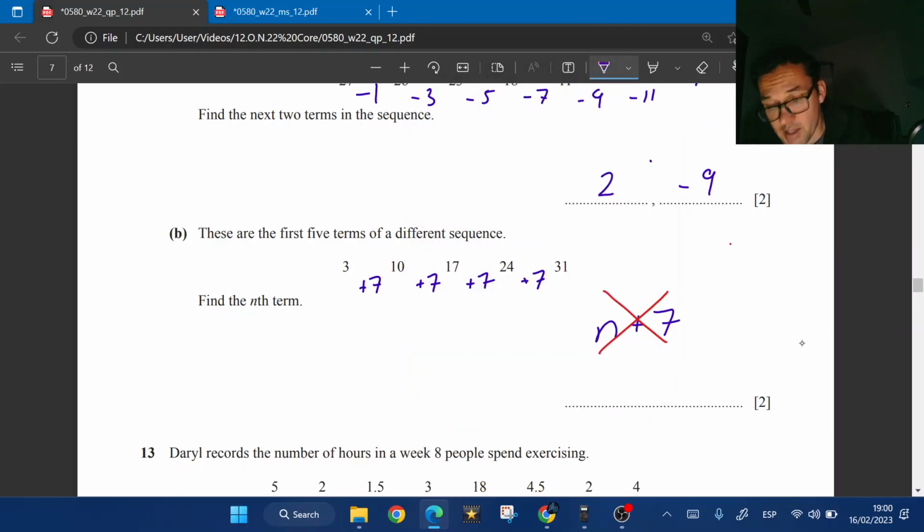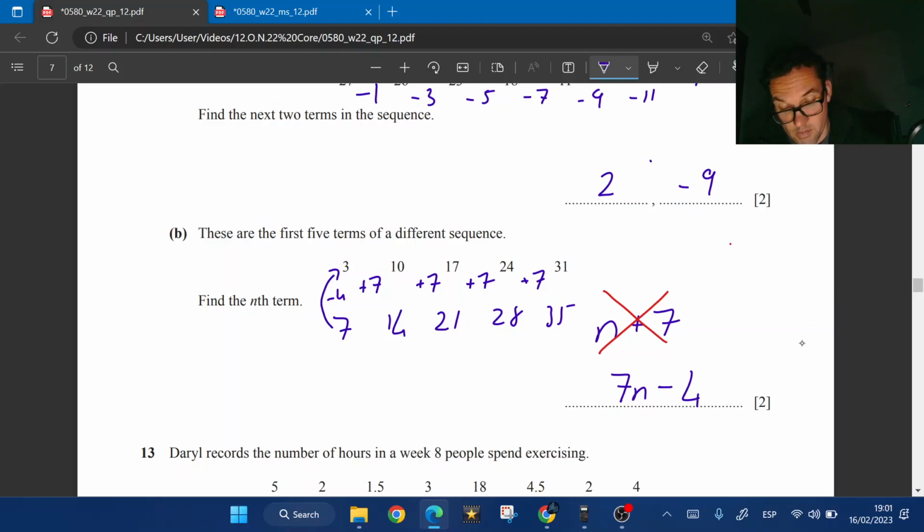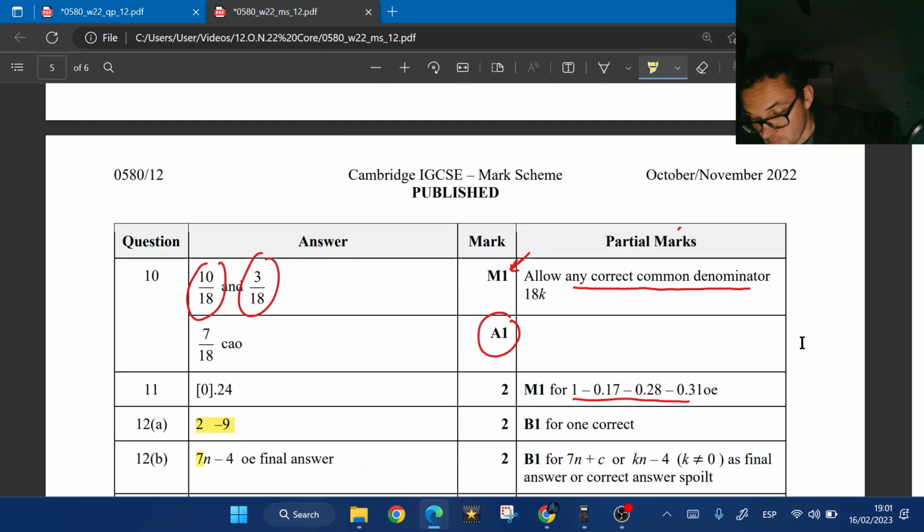Okay, if it's plus 7 each time, it is just like the 7 times table, which goes 7, 14, 21, 28. You see, in the 7 times table, you add 7. So the 7 times table is 7 times n. The difference here is we didn't start at 7, we started at 3, so we need to subtract 4. It works every time. 14 minus 4 is 10, 21 minus 4 is 17, 28 minus 4 is 24, and so on. So it's just 7n minus 4. Okay, there it is. You get one mark for the 7n, 1 mark for the minus 4.